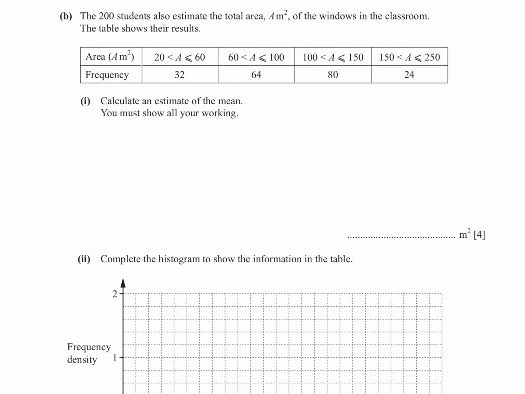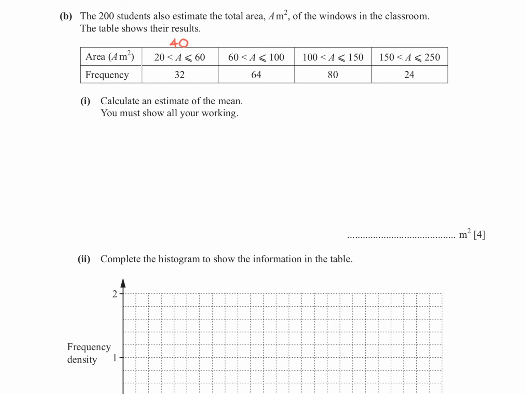The 200 students also estimate the total area A meters squared of the windows in the classroom. The table shows their results. 1. Calculate an estimate of the mean. You must show all your working. Since we have grouped data, for example, the first column has 32 students, but we don't know the exact value of each of these 32 students, but we do know that their value is between 20 and 60. So we need to take the middle of 20 and 60, which is 40.